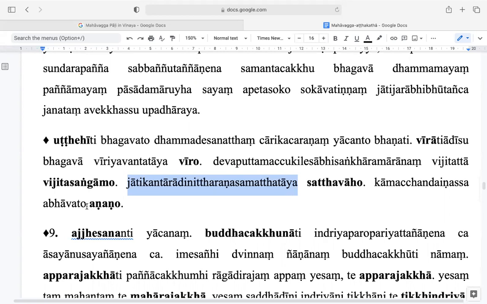And the last one is Anano, debt free. Kamachanda inasa abhavato. The Buddha has already conquered Mara and the kilesa, the defilements. So the Buddha has no desire for sensuality, Kamachanda and so on. Actually, not just Kamachanda, any desire for anything the Buddha has already conquered. That is why the Buddha is debt free. In this way it is explained.